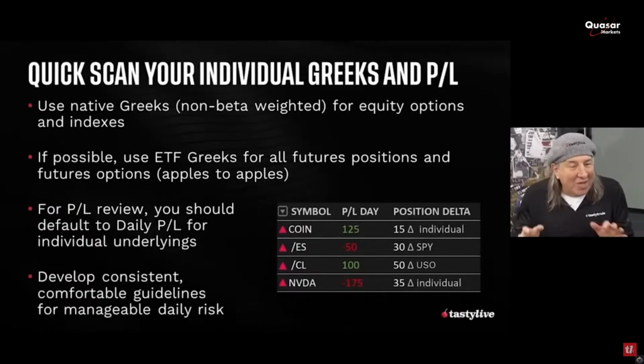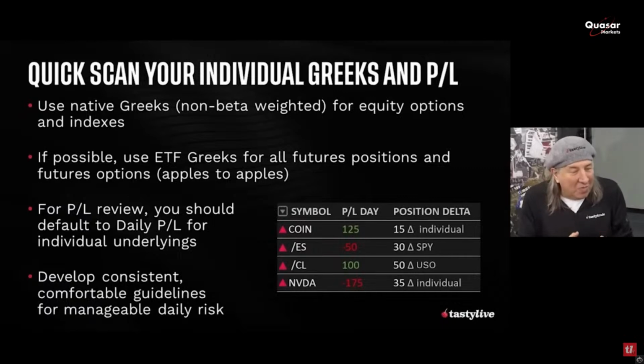Because then we can convert USO to SPY in the big picture, and it's much simpler. Now for P&L, this is what also confused a lot of people. And I know I'm kind of going over stuff that you're thinking, wow, I've never heard this before, because nobody really covers this stuff. But for P&L, you should default to a daily P&L for your individual underlyings. Your overall totals, you're always going to use daily P&L, but for individual underlyings, I also use daily P&L.